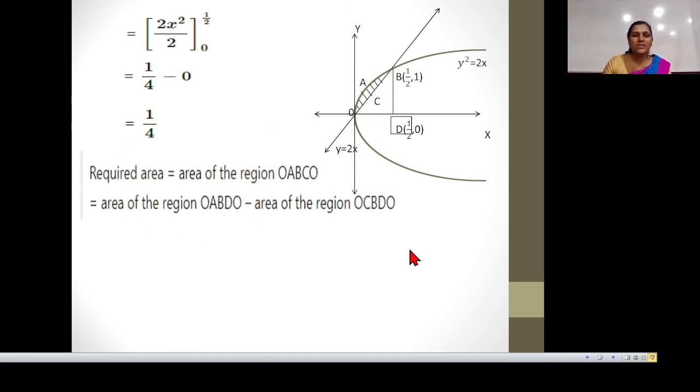So our final answer is the difference between these two values that we have calculated. This area is 1 by 3 and this area is 1 by 4. By calculating, we find that the final answer is 1 by 12 square units.